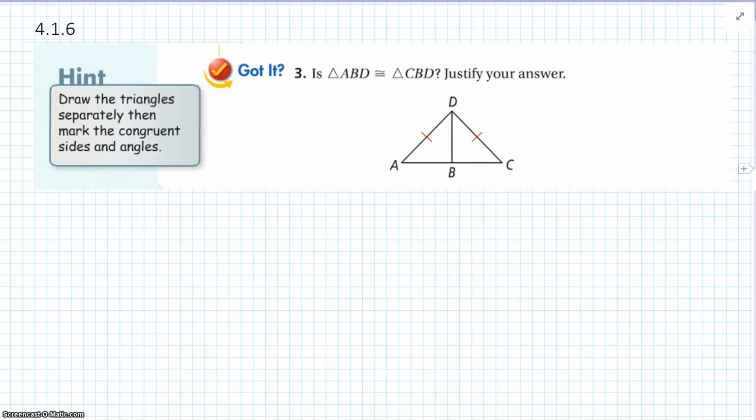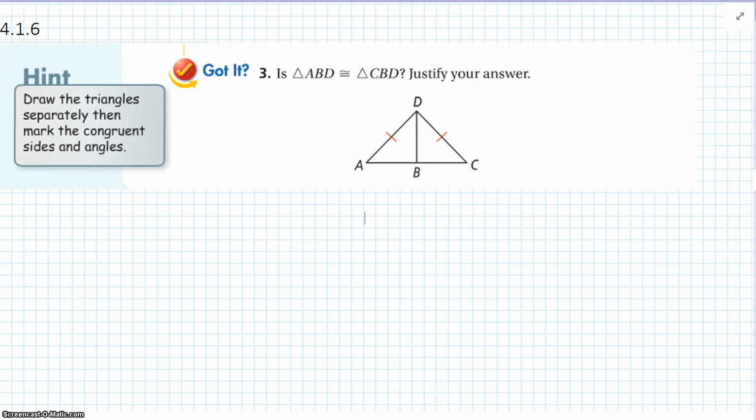Okay, next example. Is triangle ABD congruent to triangle CBD? So let's go ahead and draw our triangles. So we know DA and CD are the same length. We know that, okay?